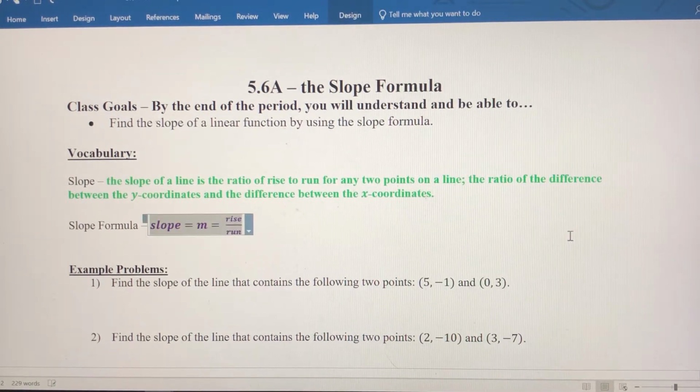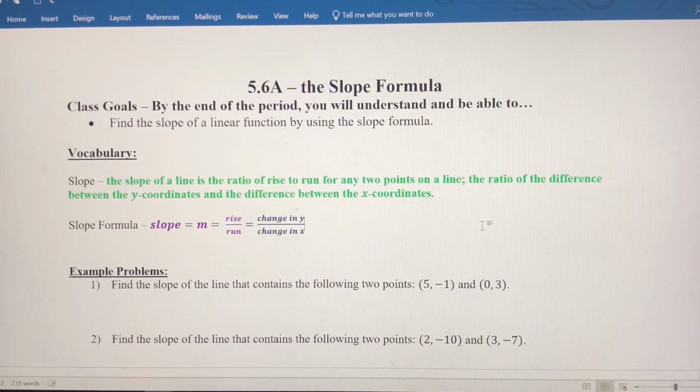So in our previous video, we talked about slope. We used the variable m for slope, and it was rise over run. Okay, we also said it was change in y over change in x. So now from this change in y over change in x, we're going to develop this. So it's y with a subscript of 2, minus y1 over x2 minus x1.